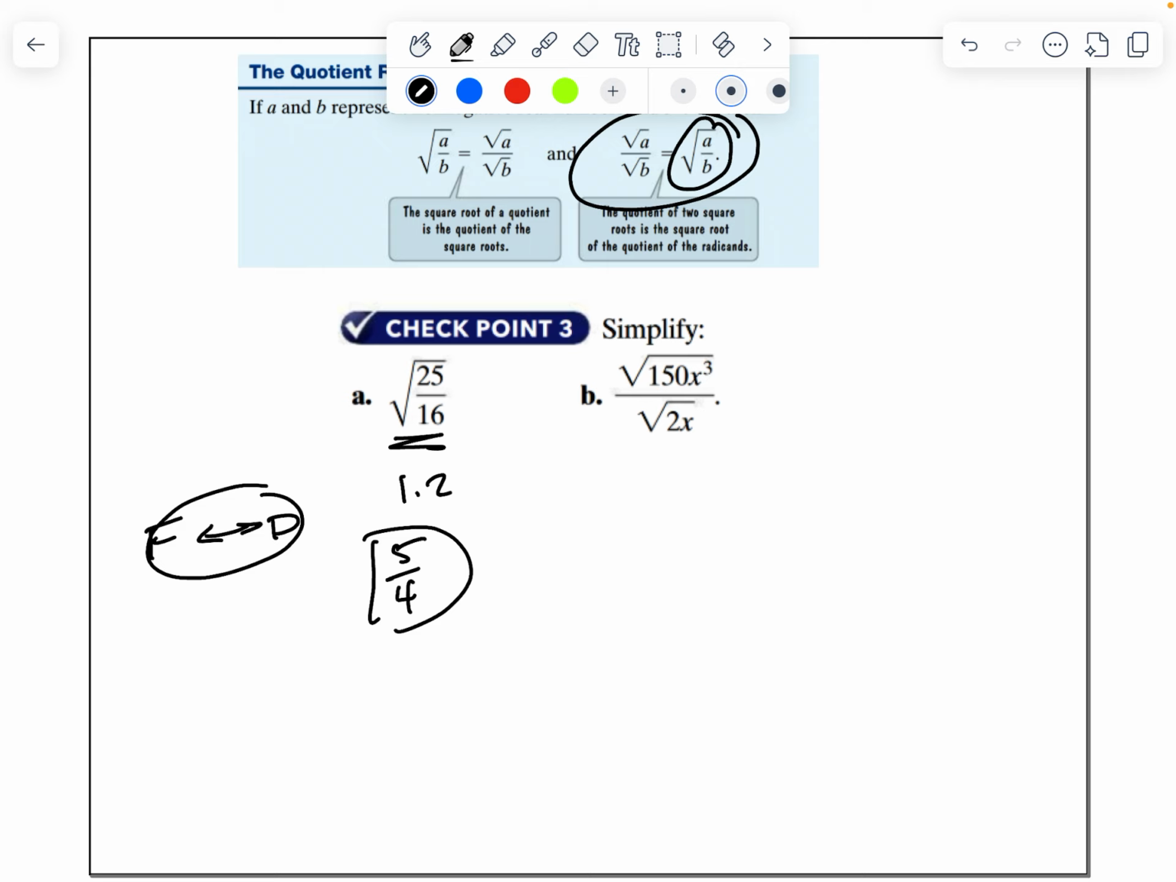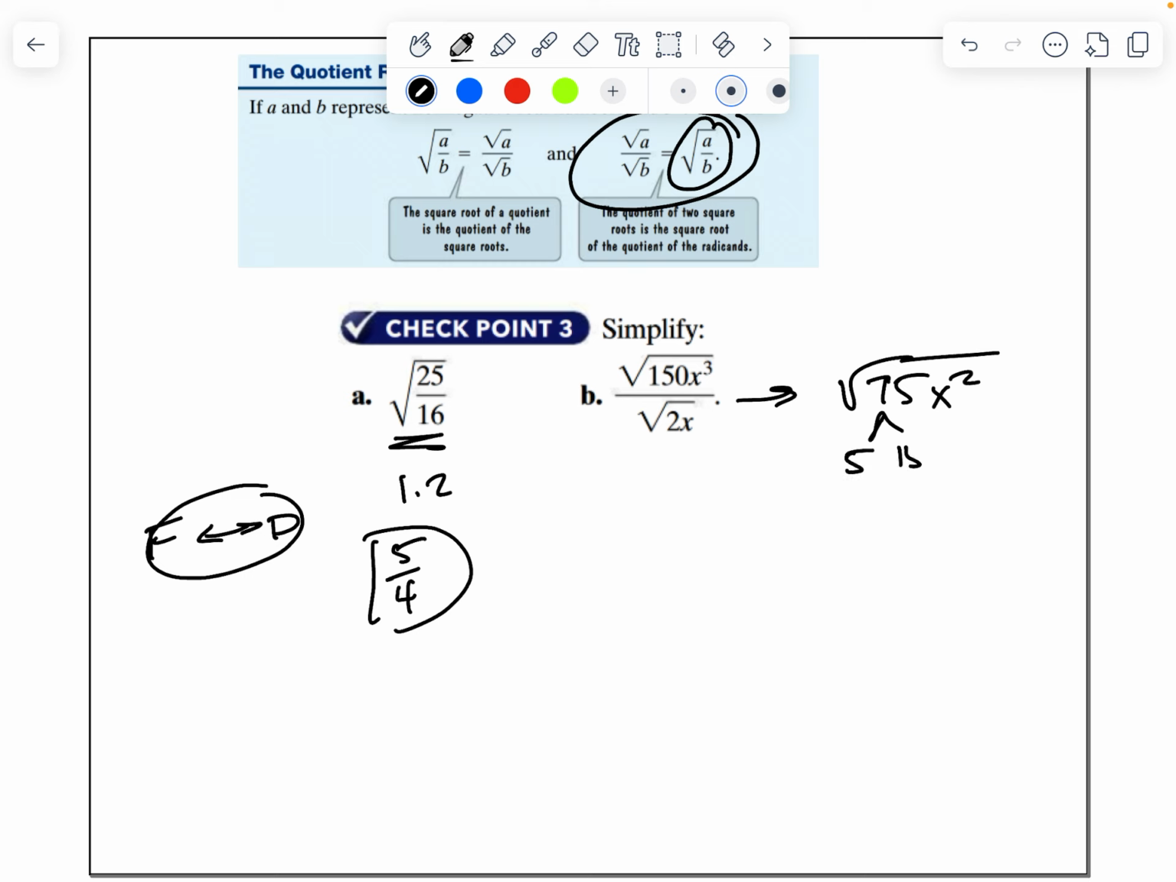That's what I want to do on this right side. So the square root on top, square root on bottom, what I can do is divide those pieces before I even start. 150 divided by 2 is 75. X cubed divided by x is x squared. When you divide variables, you subtract the exponents. And then we can break it down just like we have been.